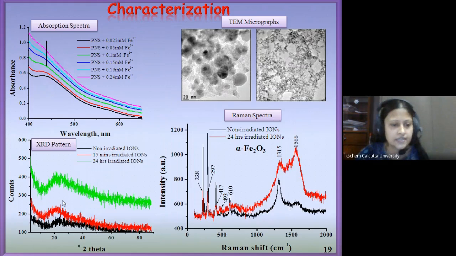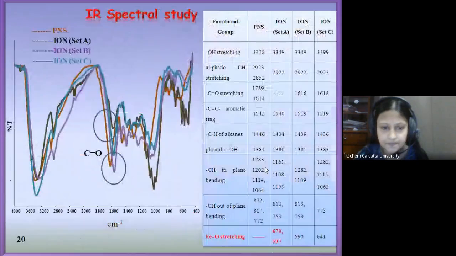The powder XRD pattern showed that the particles are amorphous, which is really very good, because amorphous iron oxide nanoparticles are difficult to prepare, and they have very interesting surface properties. The Raman spectral pattern showed that the particles are of alpha iron oxide type.